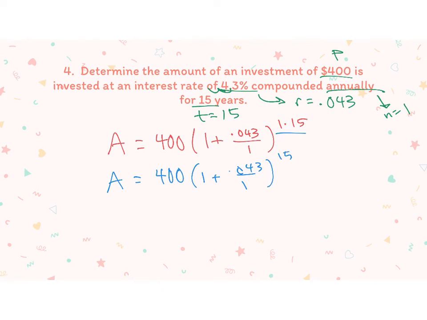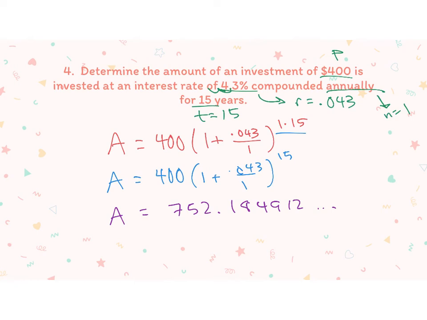And 0.043 divided by 1 is no different. 0.043 divided by 1 is still 0.043. But for sake of just doing everything the same, that's what I'm going to start with. I'm going to do 0.043 divided by 1, then add the 1, then raise it to the 15th power, then multiply that by 400. When I do that, I get 752.184912, and it goes on and on.